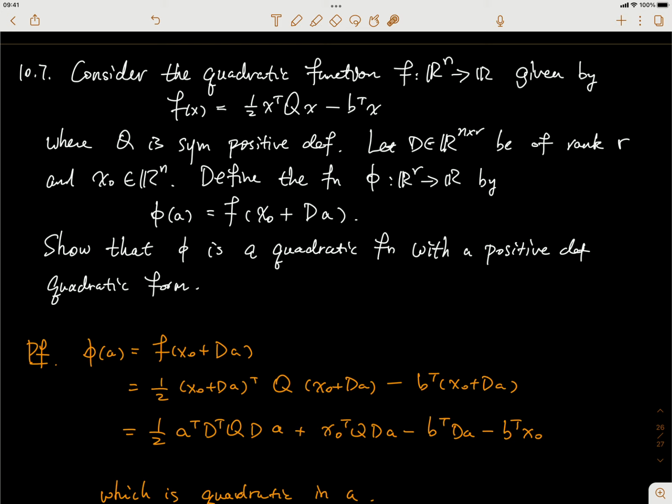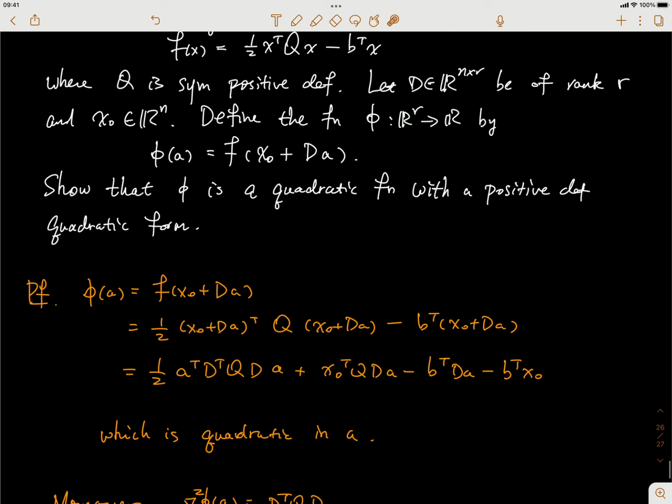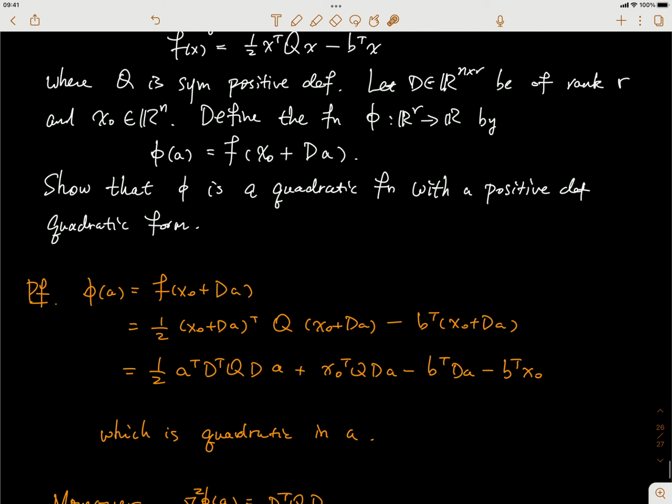Then let's define a new function phi, which maps from R^r to R, by this. For every given r-dimensional vector a, it maps to a scalar, and that scalar value is given by this f function here. So I want to show that phi is also a quadratic function, and it has a positive definite quadratic form, meaning that the matrix in the quadratic form should be positive definite. Okay, so we can just do that by a straightforward computation.